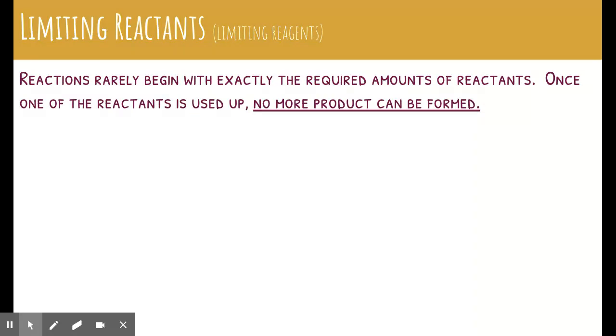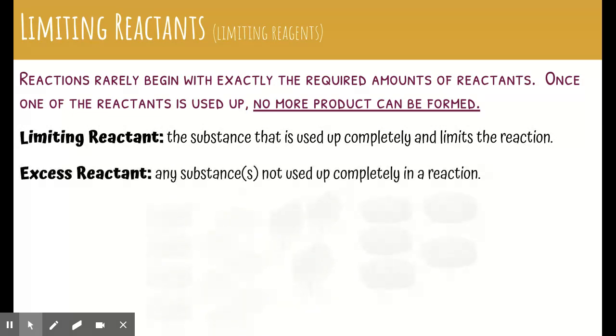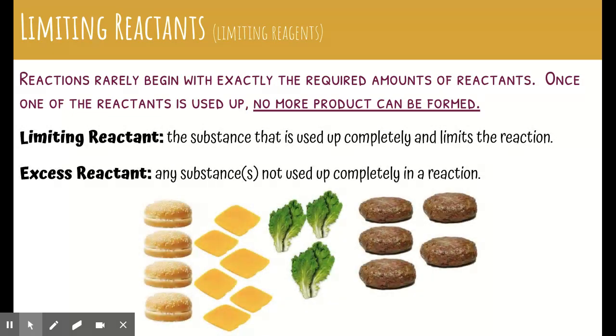So you're talking about the things that you are starting with, not the products, but the materials that you're starting with, how much of that do you need, and then how much will be left over. So we know that reactions are rarely going to begin with exactly the required amount of reactants. So once one of the reactants is used up, no more product can be formed.